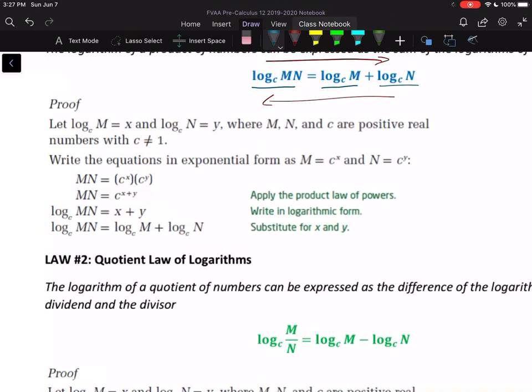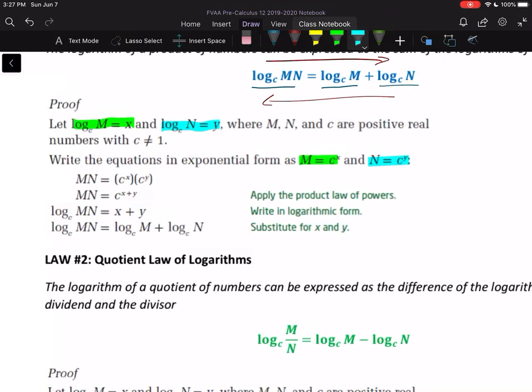Proof. Let's let log base c of m equal x, and log base c of n equal y, where m, n, and c are positive real numbers, and c is not equal to 1. So write the equation in exponential form first. So of course we have c to the x is equal to m, and c to the y is equal to n.